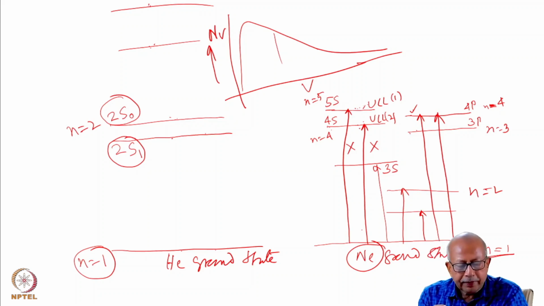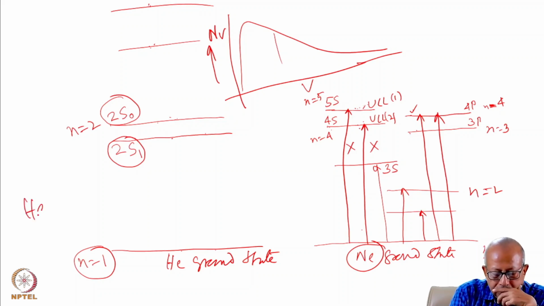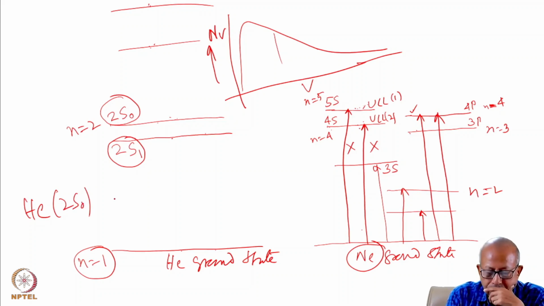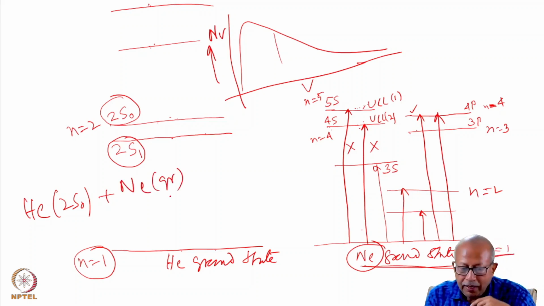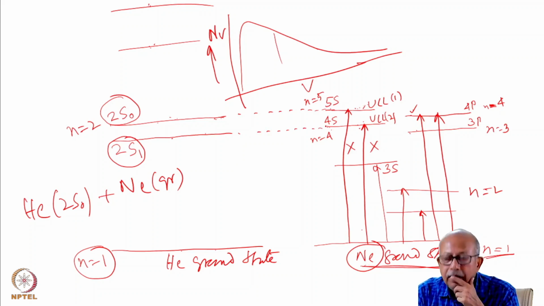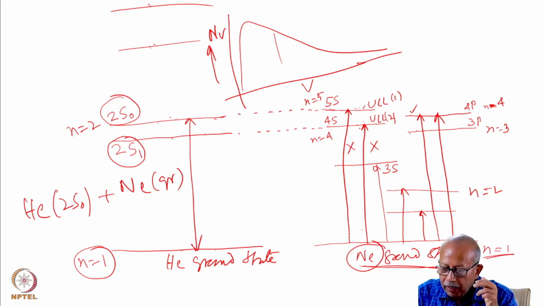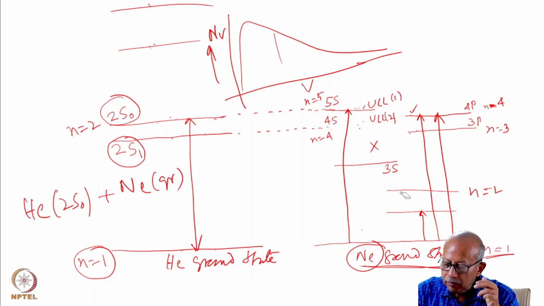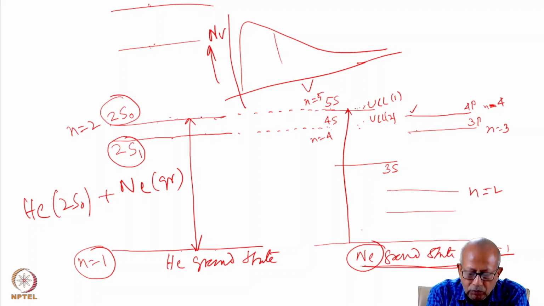However, let us consider helium that has been excited to this level. If helium in this state collides with a neon ground state atom, then because this energy level and this energy level are a close match, almost the same energetically, the helium will transfer its excitation energy to neon, and neon will receive this energy and climb up to this level. And the helium will of course come down to the ground state.